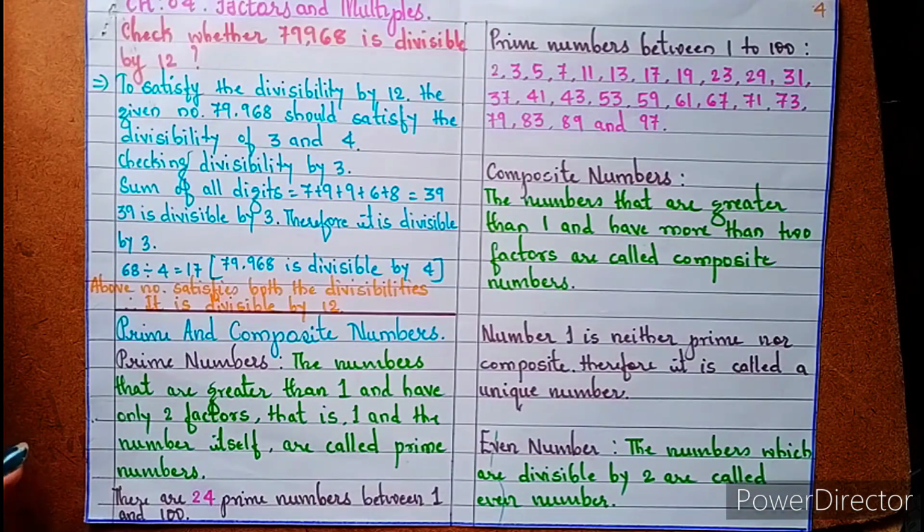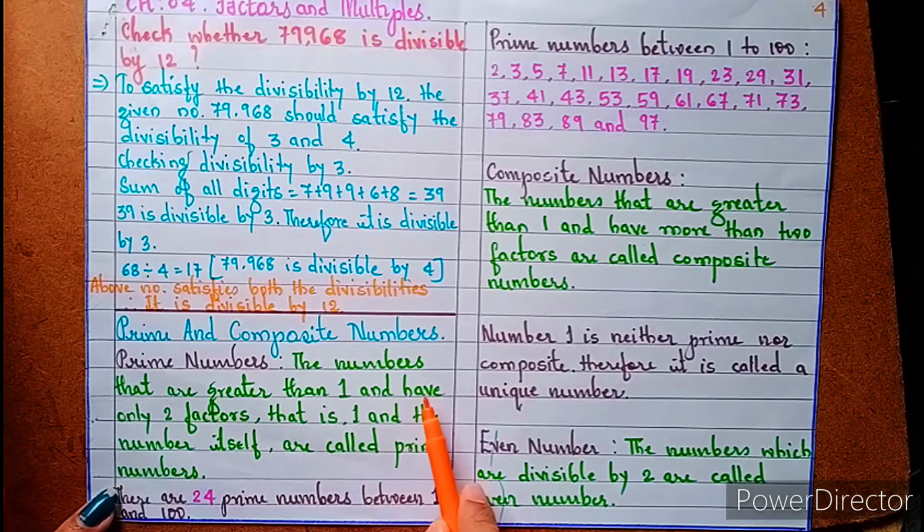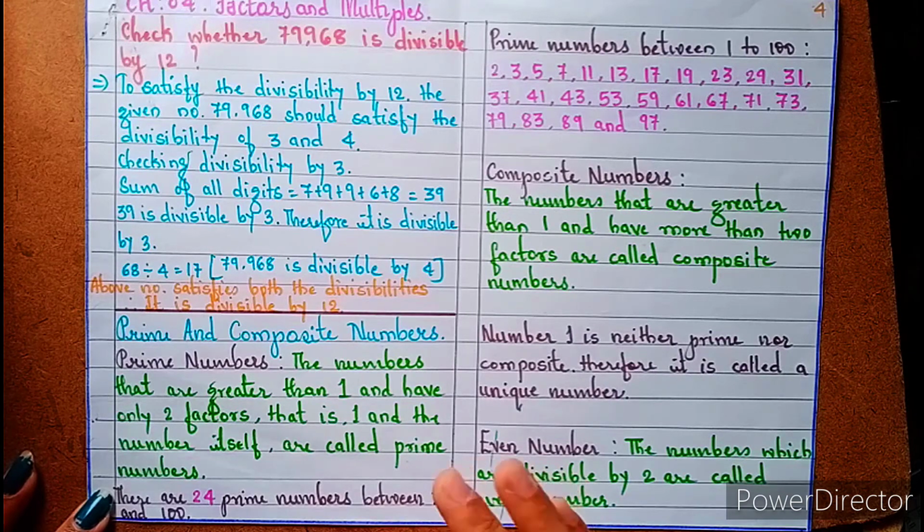Now let's see the next part of our chapter, that is prime and composite numbers. So let's see prime numbers. The numbers that are greater than 1 and have only two factors, that is 1 and the number itself, are called prime numbers. There are a few numbers for which there are no factors other than 1 and itself. Such numbers are called prime numbers.